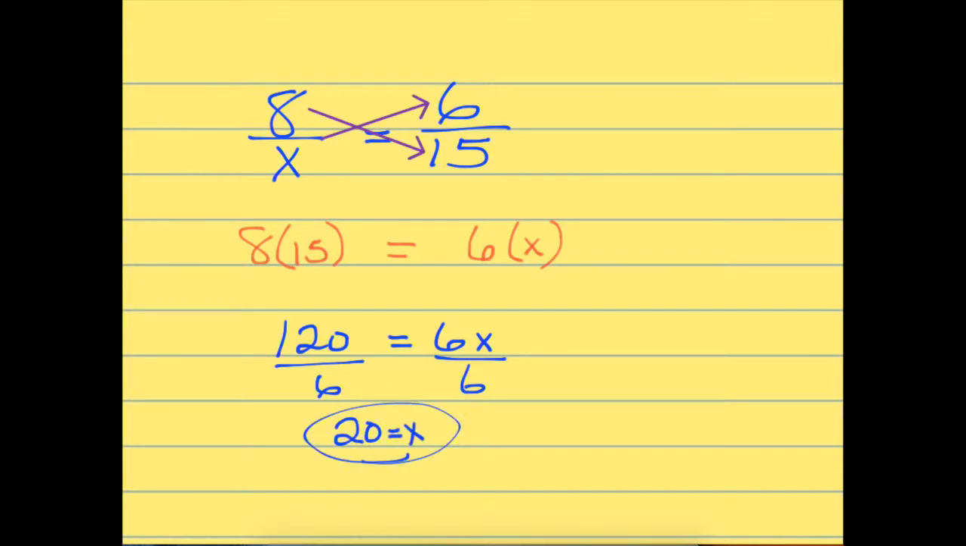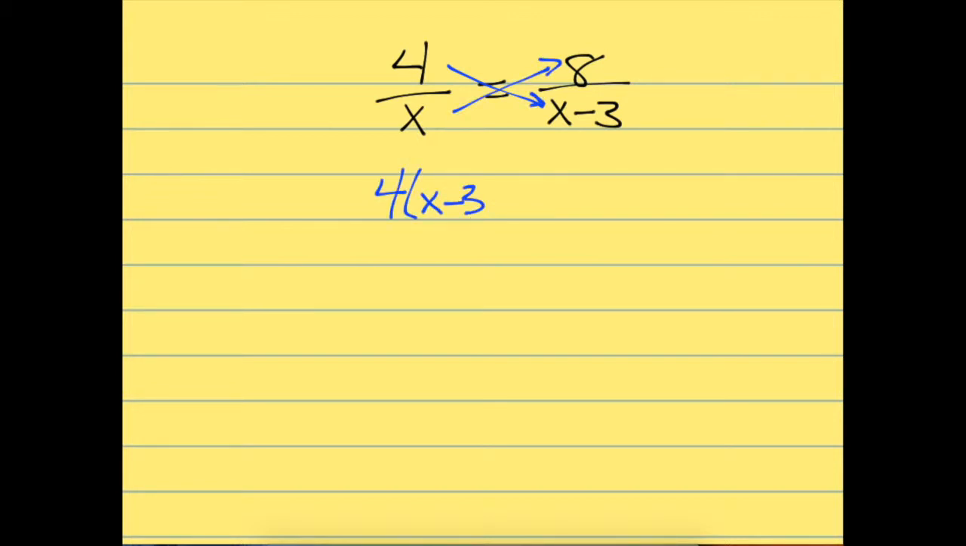And we can check, does 8 over 20 equal 6 over 15? And it does, because both quantities are equal to 2 over 5. It also helps us solve more complicated proportions, such as 4 over x equals 8 over x minus 3. Now we need to be careful that when we cross multiply, that we distribute properly. That 4 has to be multiplied by the whole x minus 3.